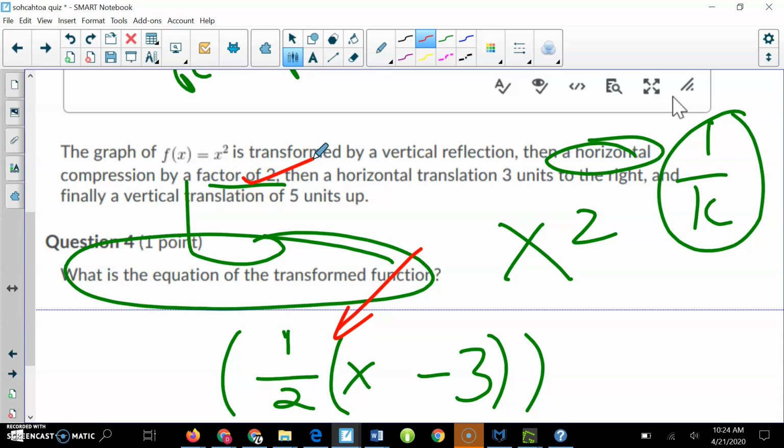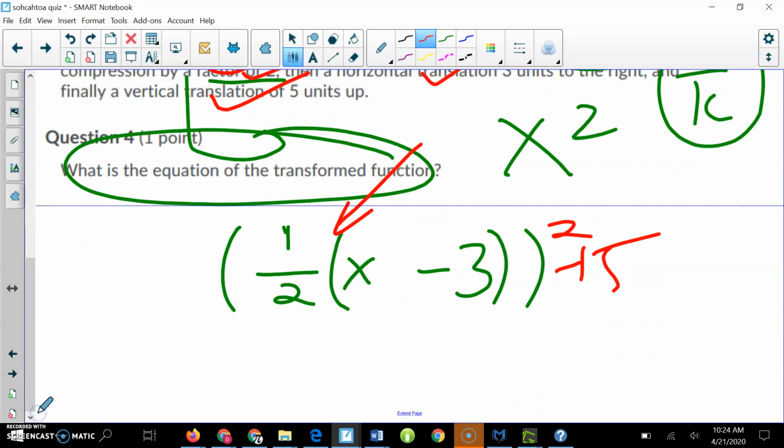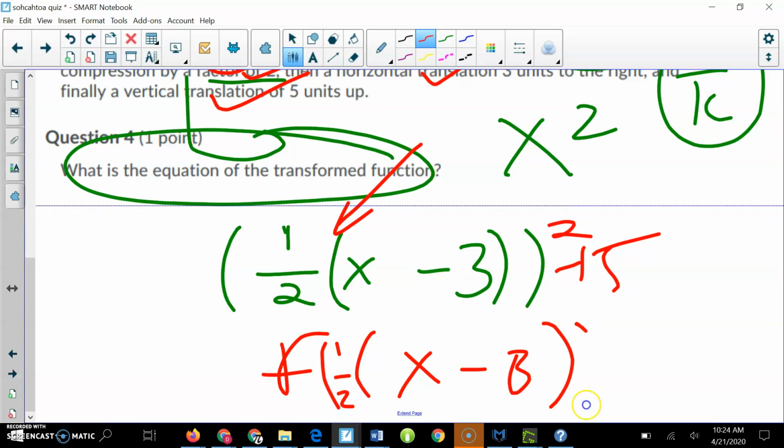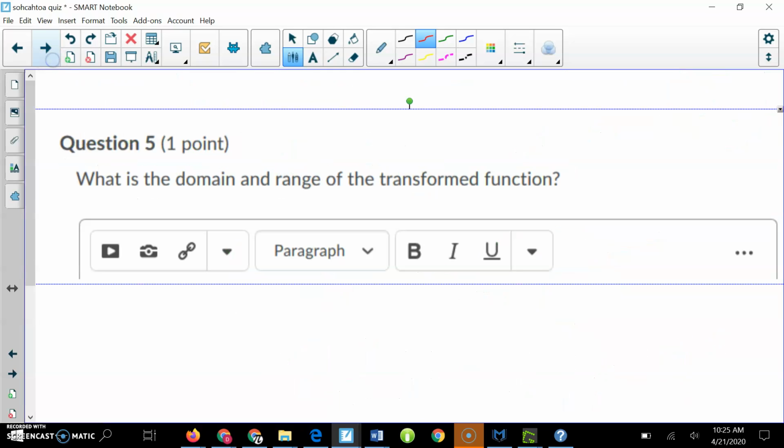Horizontal compression, translation of 3 to the right, and finally a vertical translation of 5 up. So this plus 5 goes on the outside. This was a parabola, x squared, so we write it like this. If this was just a general function, you would put a 3, put a 1/2 here, you can put a second bracket like that, and then a plus 5 here. The last question is the domain and range of this function.